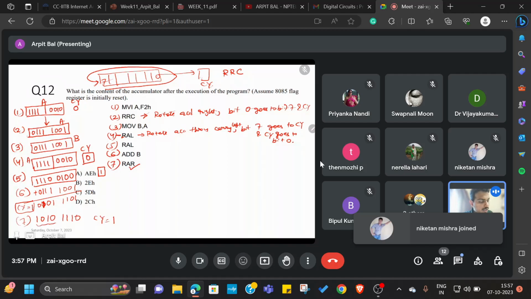Okay, so here we have 1010, that is A. Then this is option A. Yeah, option A is correct. So this is the final accumulator value that we will have, and the carry is still set to 1. Is everyone clear with the method that we used, or is there any doubt? Is there any portion that needs an additional explanation?